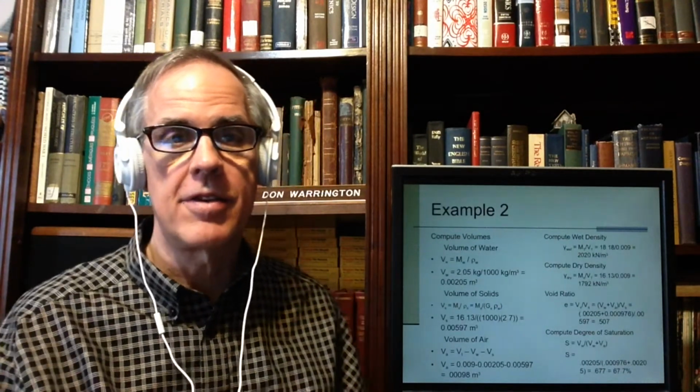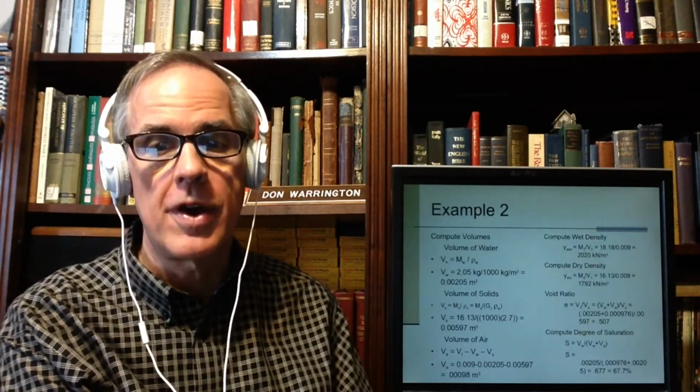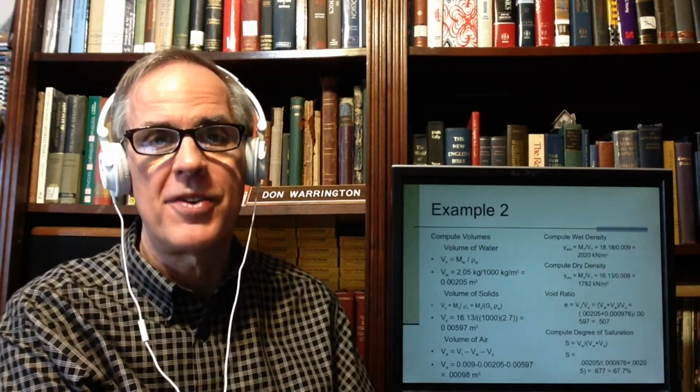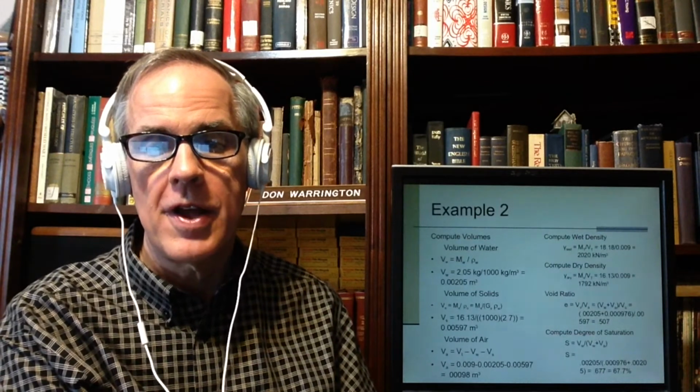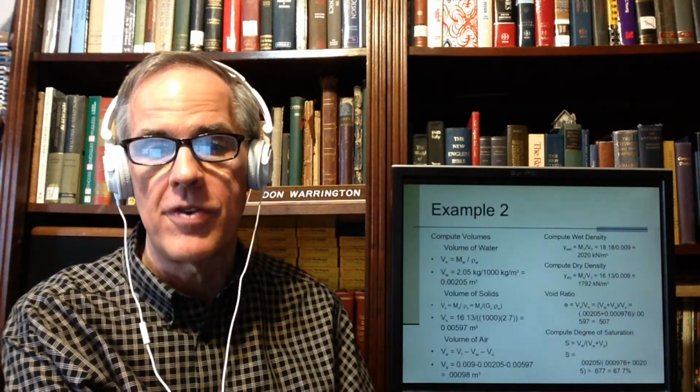And the last thing is the volume of air. The volume of air is basically what's left over from the total volume. The total volume is equal to the volume of the water plus the volume of the solids plus the volume of the air. You move the water and the solids over to the right-hand side, and you get the volume of the air. So it's 0.009, the total volume, minus the two volumes we just computed, and the volume of the air is 0.00098 cubic meters.